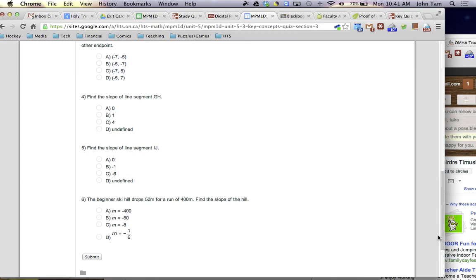There's only one answer that's a fraction. I'm not a fan of multiple choice questions because you could deduce what the answer may be without actually doing the calculation. But it's the best we can do right now. So the answer is negative 1/8. The rise is negative 50, the run is 400, reduced as a fraction is negative 1/8. Any questions with this? Is it a little bit more straightforward now? Okay, good.